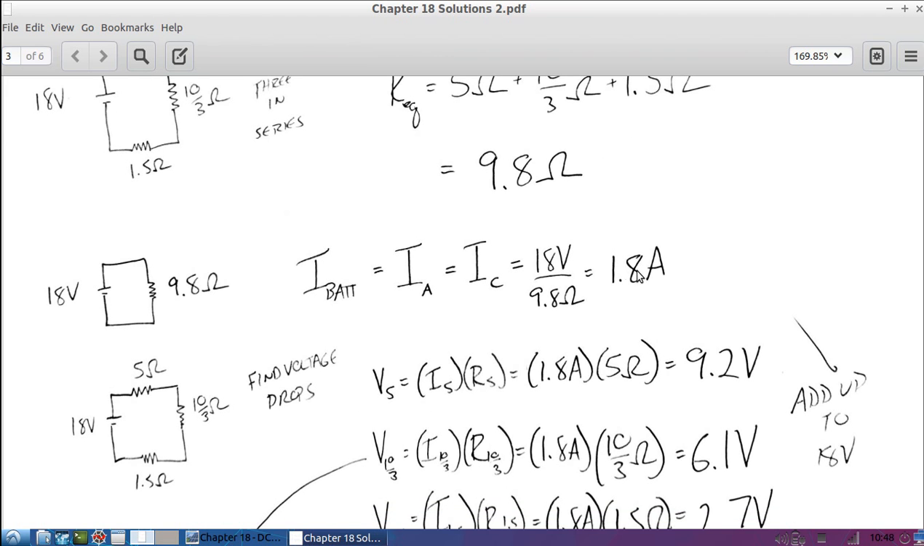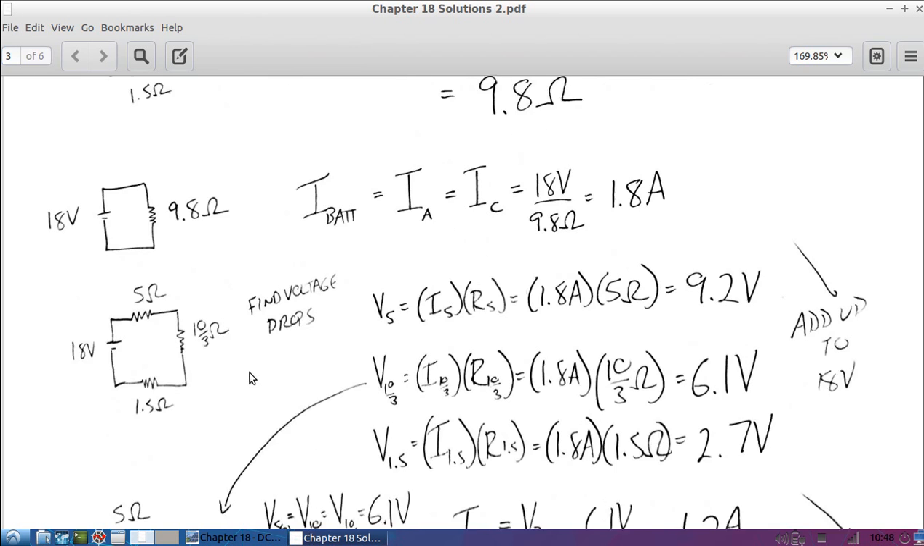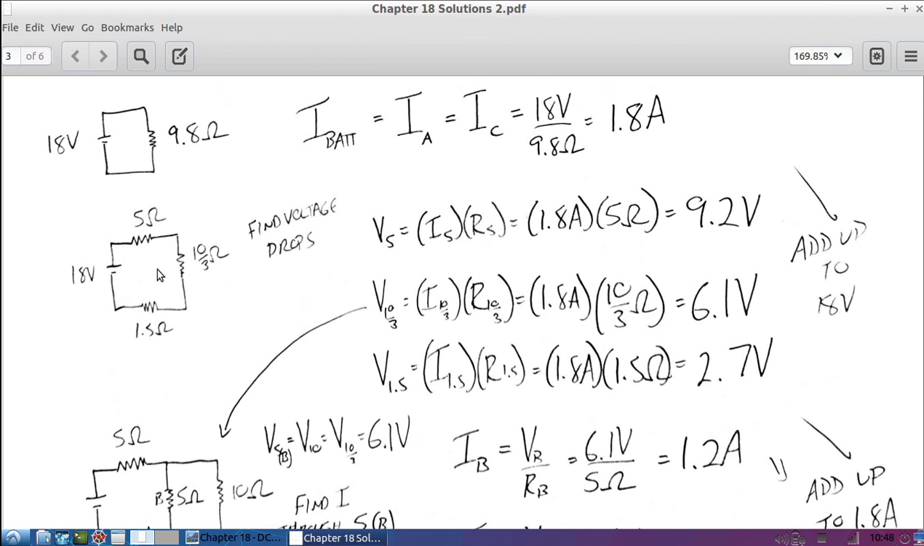And I'm going to use that current to find the voltage drops across the resistors. So I'm expanding it one step. I'm taking this 9.8 ohms and splitting it back into 5, 10/3, and 1.5. I know that the current everywhere on this path is 1.8 amps. So I want to find the voltage drops across all 3 of these. The voltage across this 5 right here is its current times its resistance, 1.8 times 5, and I get a 9.2 volt voltage drop across this 5.